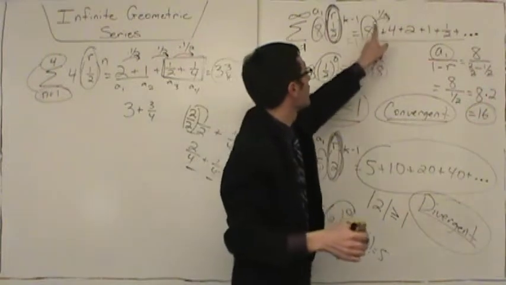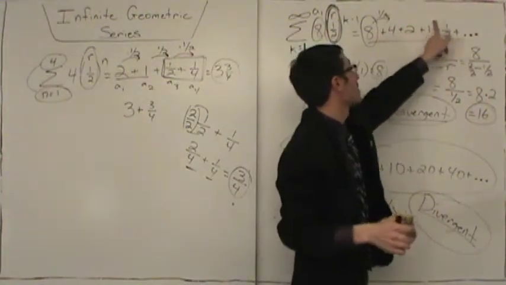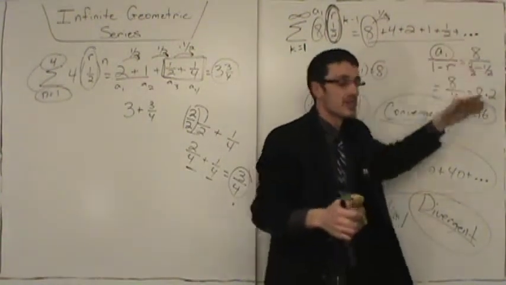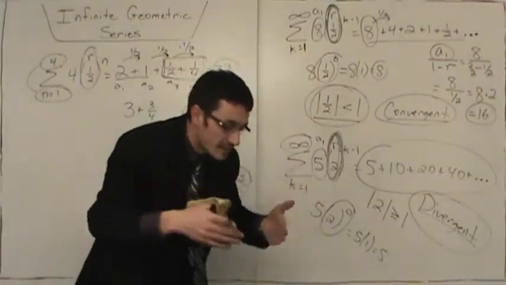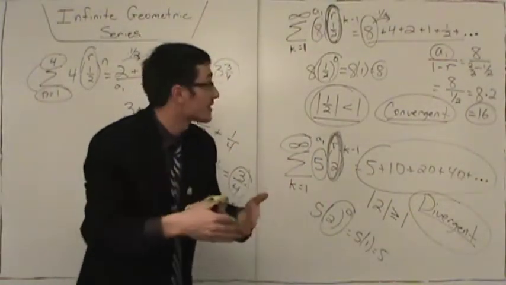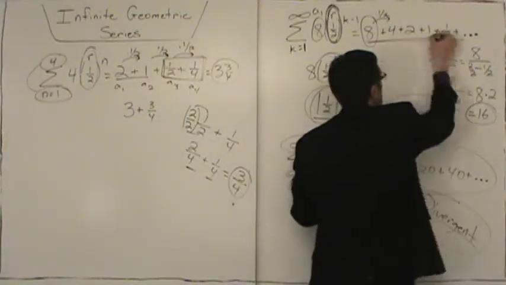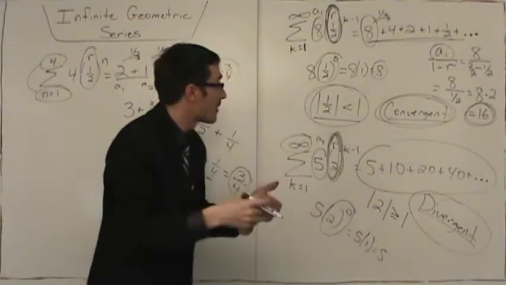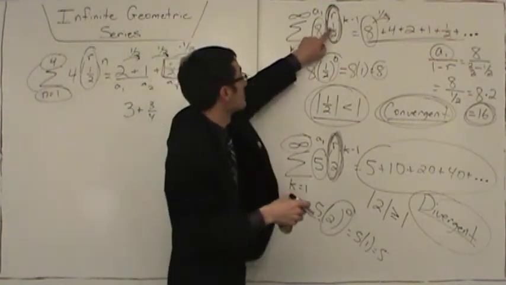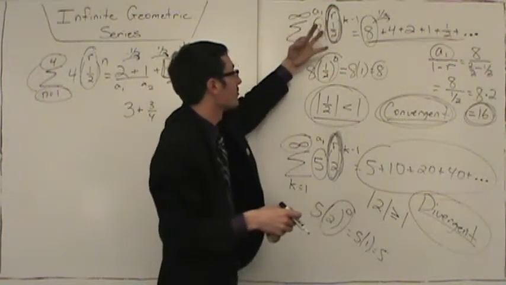Because we're adding what? We're adding smaller and smaller values. When you add smaller and smaller values, the sum starts to get very close to a number, and this sum up here is getting very close to 16. We call this convergent. Why are the values getting smaller? Because you're multiplying by a number that is smaller than 1.